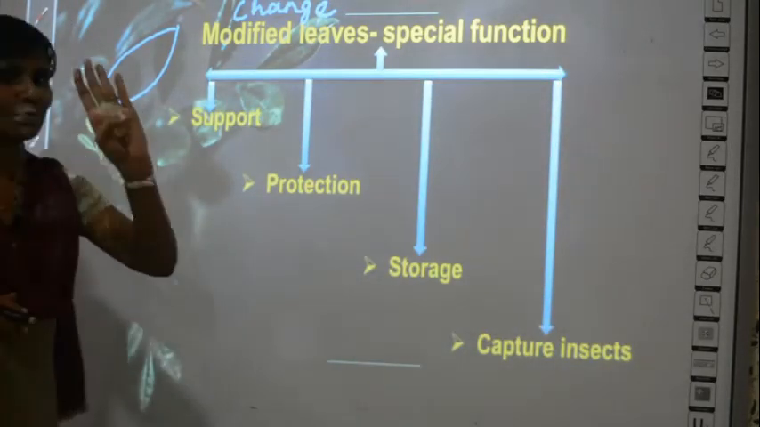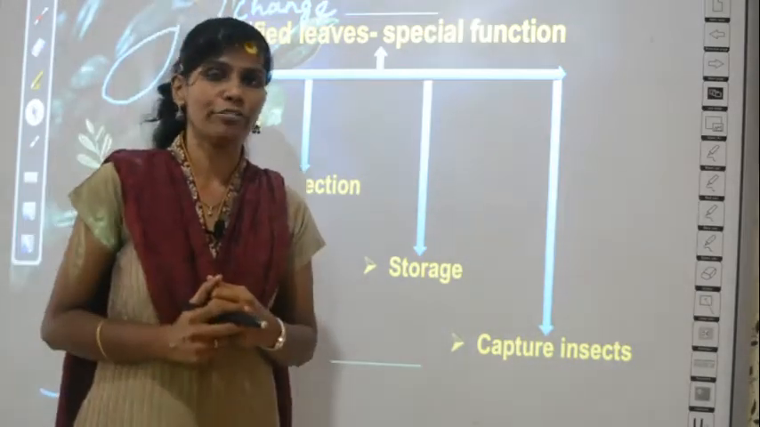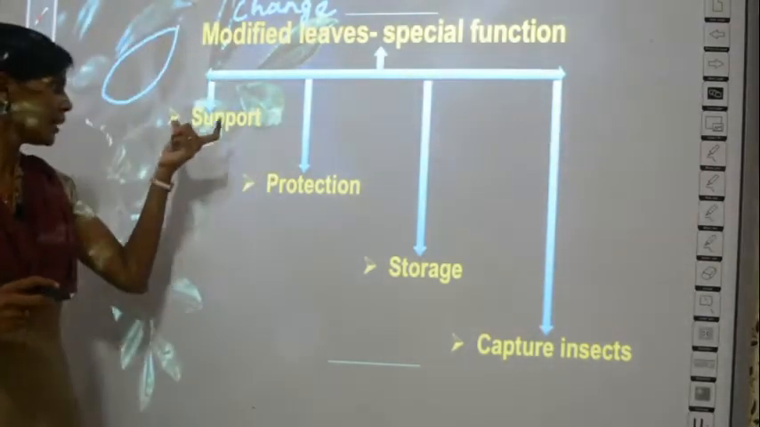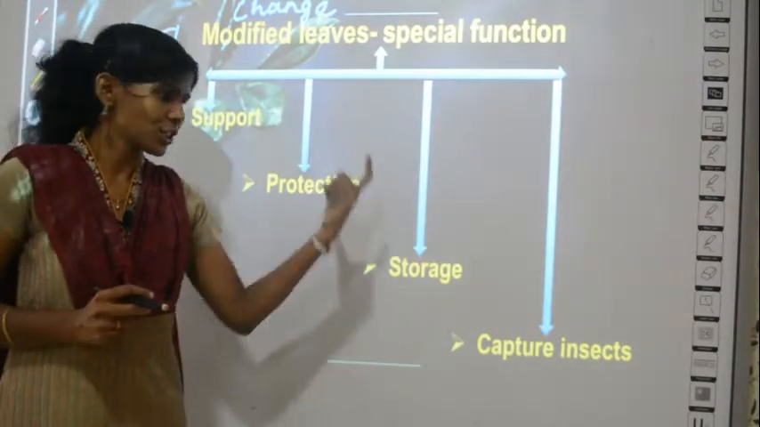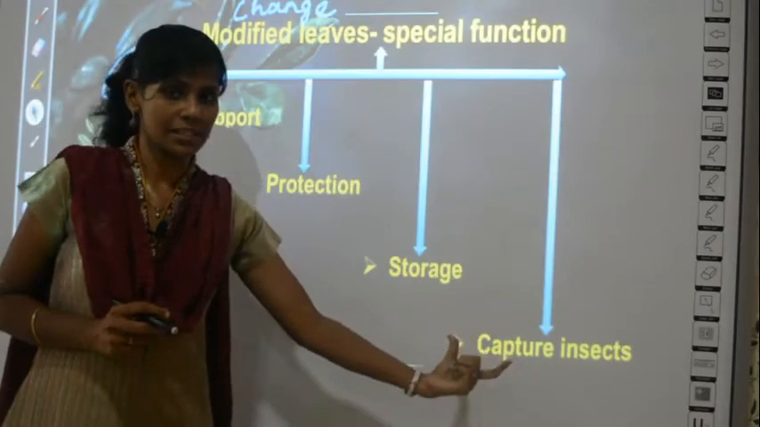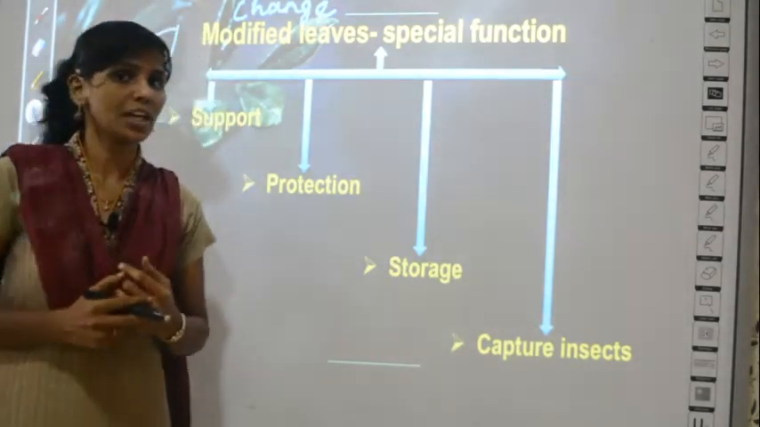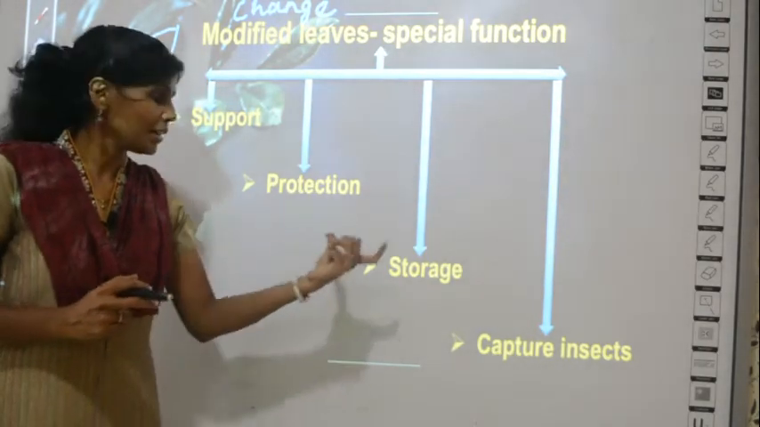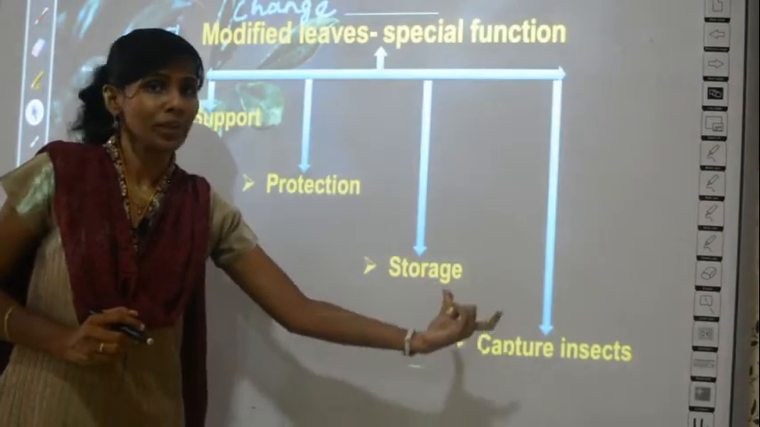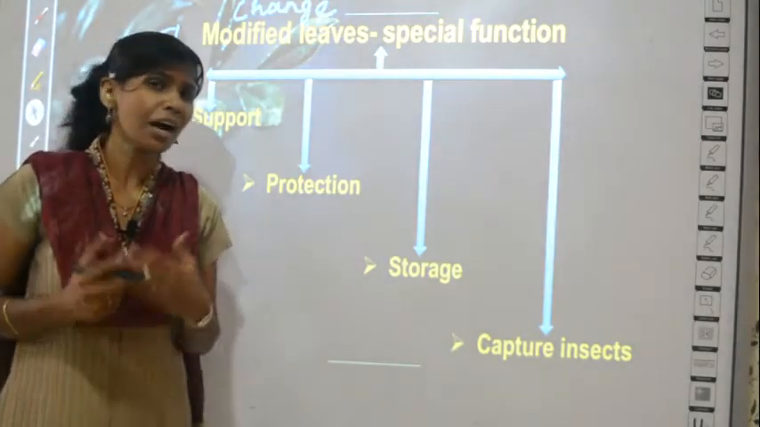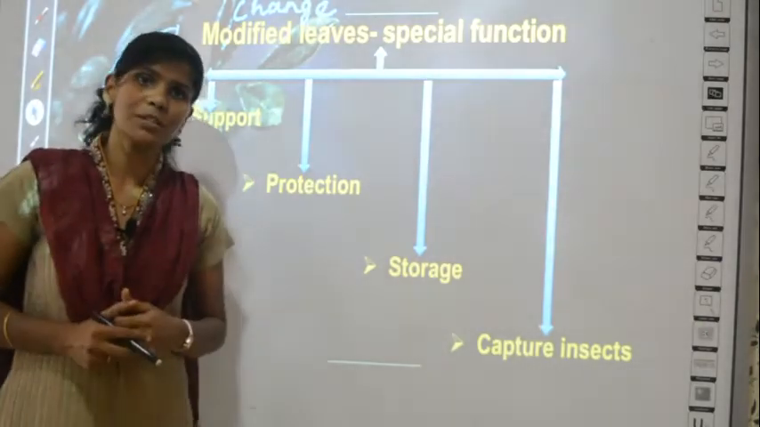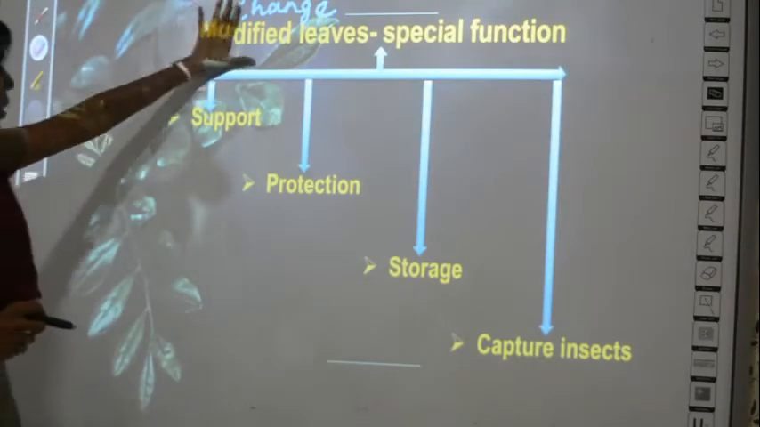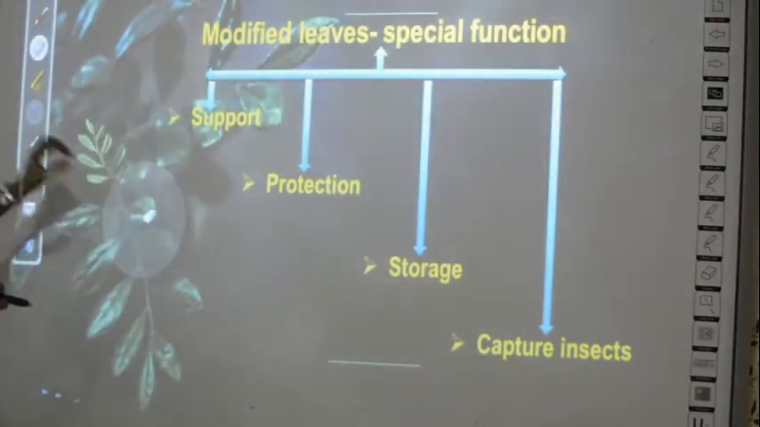So there are 4 special functions when a leaf is modified. Whenever there is modification in leaves, there are 4 special functions. What are they? Support, protection, storage, and to capture insects. When a leaf is modified in shape, it can give support to the plant, it can give protection to the plant, it can store food, and also it can capture insects. How is it possible? That is what we are going to learn in today's class. Let's see how the modified structure can give all these functions.